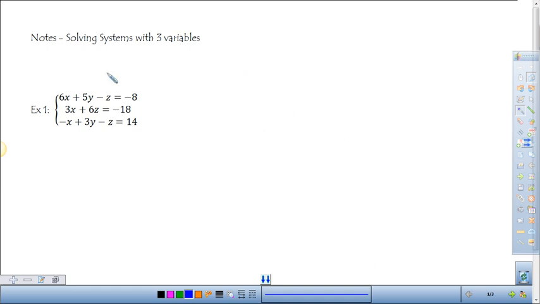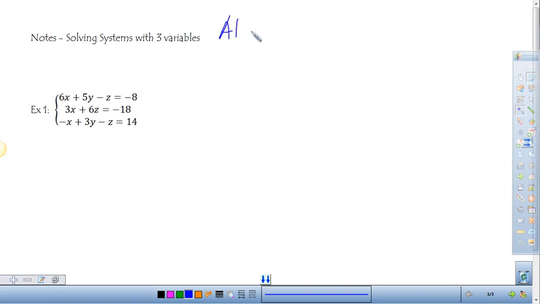Alright, so solving systems with three variables. We do need to know how to do this algebraically, which means we've got to be able to do it by hand, okay? And it's a little bit of a pain in the butt just because it's kind of long, but it's just manipulating these equations, okay? So, here we go.